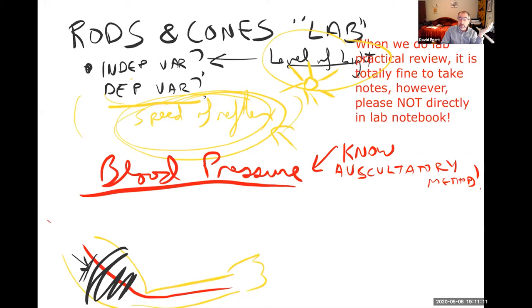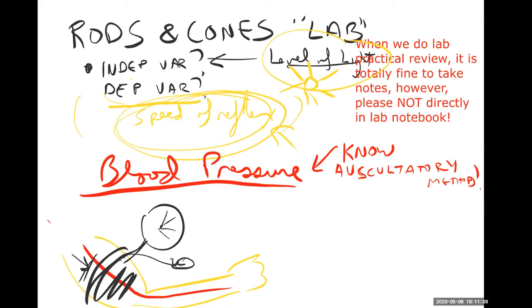Then you start letting the pressure out, and as soon as the blood starts squishing underneath, you can hear the turbulent flow, boop, boop. And at some point, the sounds go silent again. What is the significance of that point, the pressure in the cuff when the sounds disappear? That would be the diastolic. And why do the sounds disappear? Because everything's relaxed. More than relaxed, what else could you say?